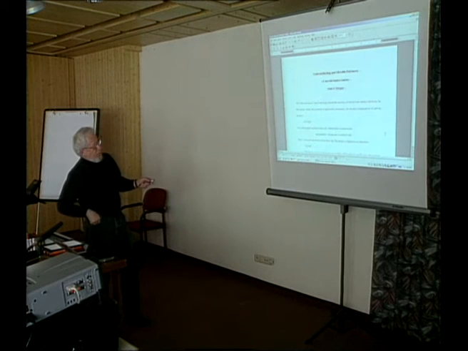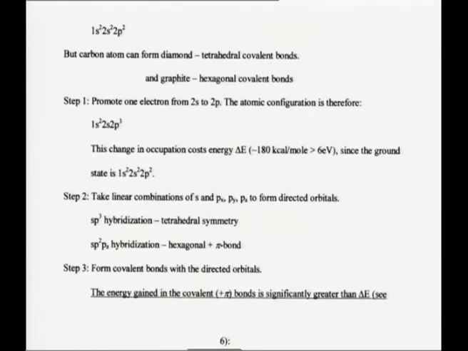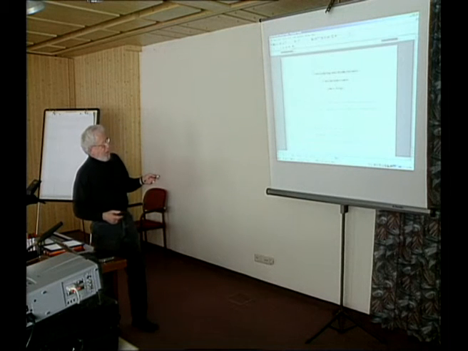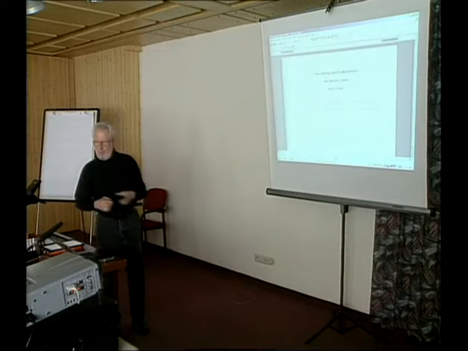We also know that carbon can form two principal structures. It forms diamond, where you have tetrahedral covalent bonds, and it forms graphite, where you have the hexagonal covalent bonds. And out of this kind of a structure, we will see insulating polymers. And out of this kind of a structure, we will see conjugated polymers or semiconducting polymers.